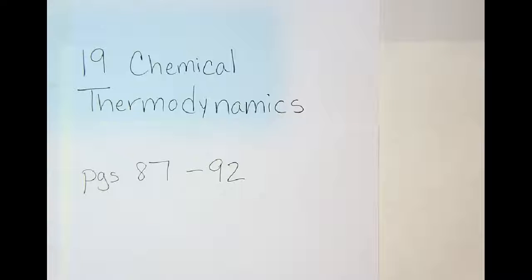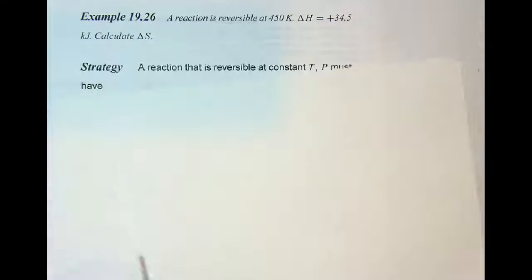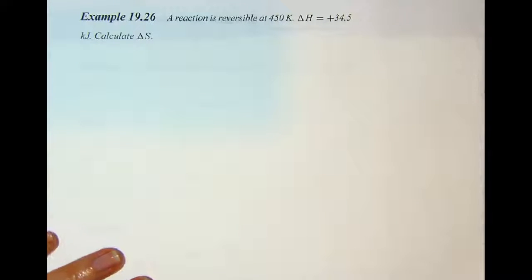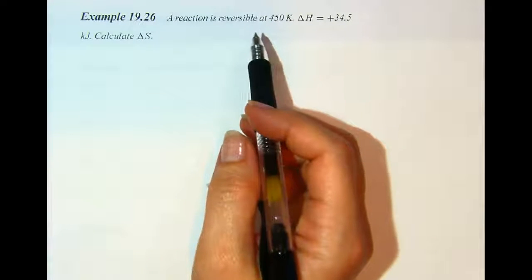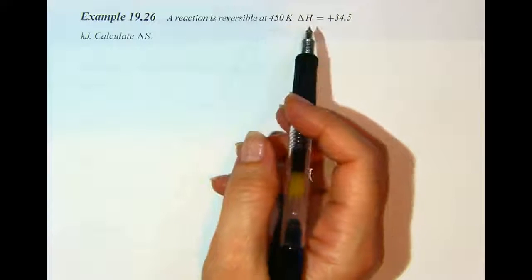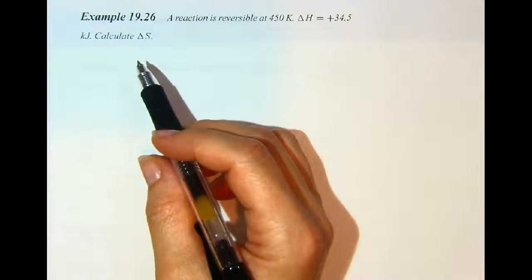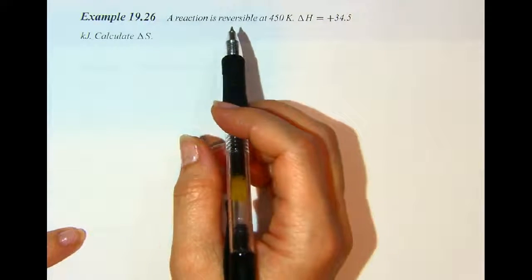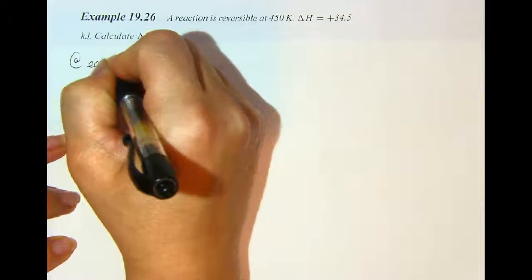Now we'll work through some sample problems and finish out the unit from pages 87 to 92. So at the top of page 87 is example 19.26, which states that you have a reversible reaction at 450 Kelvin and a delta H of 34.5 kilojoules. Calculate the delta S. First of all, it's a reversible reaction, which is telling you that it is at equilibrium.